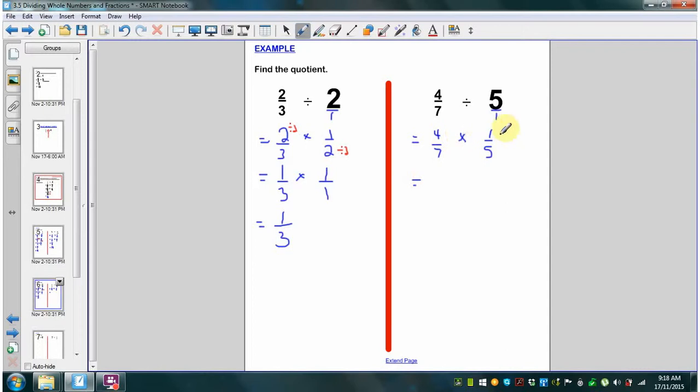Multiply our top by our top. Looks like nothing can be simplified here, so now I'm ready to multiply. 4 times 1 is 4. 7 times 5 is 35. And that cannot be simplified any further.